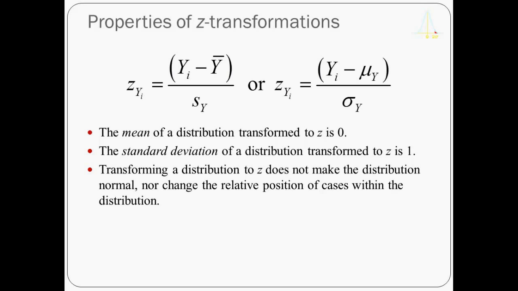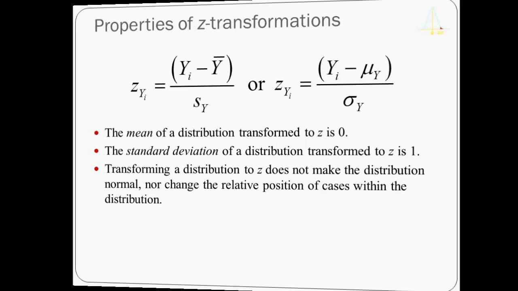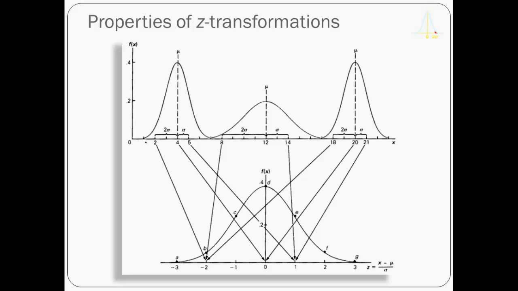The primary outcome of this operation is to create a new variable that has a mean of 0 and a standard deviation of 1. So here's this slide we saw before. There are three different distributions. They have different means and different standard deviations, and when converted to z-scores, they all have the same mean and the same standard deviation. That allows us to compare these three different distributions in one step looking at z-scores.